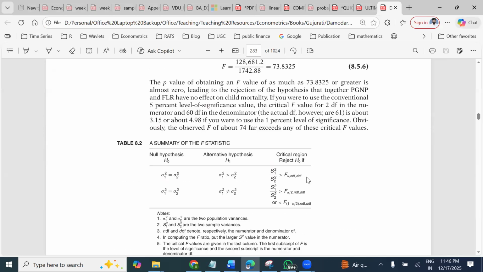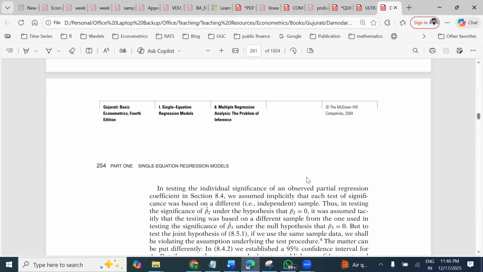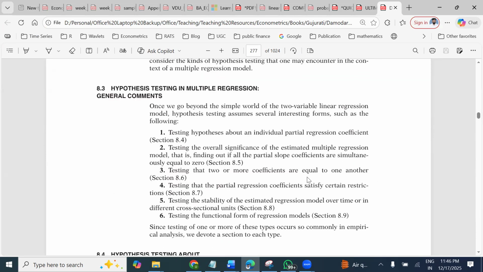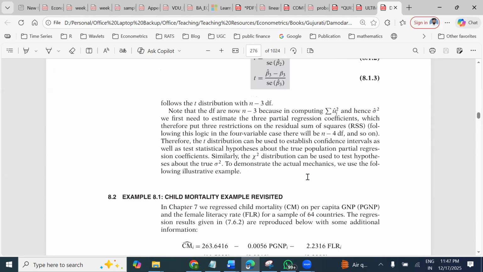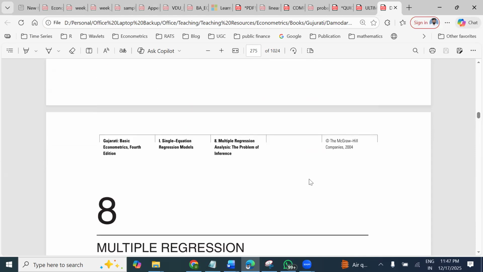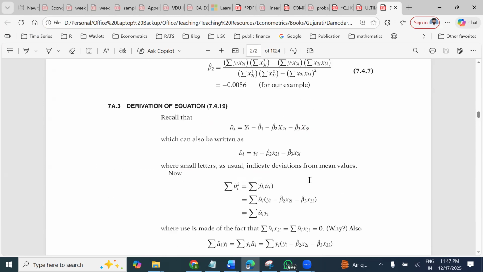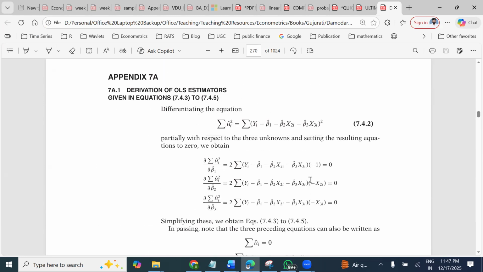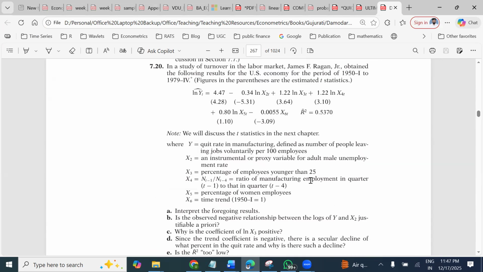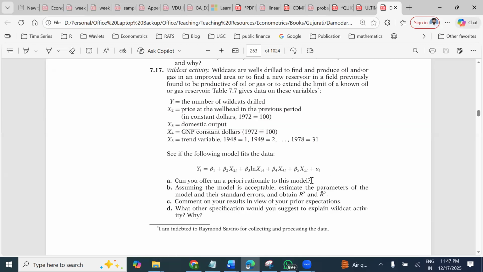You will go to multiple regression. There will be a section on this. You have the book. This is the problem of estimation. In estimation, it will be there. See? Cobb-Douglas production is there. Yeah, in estimation you will find. Okay.